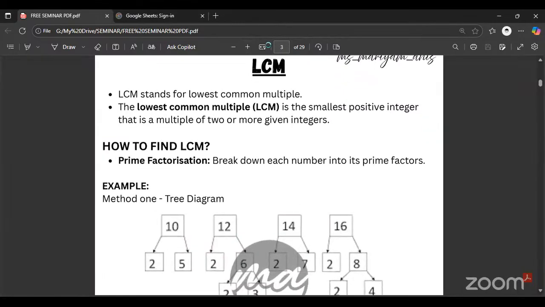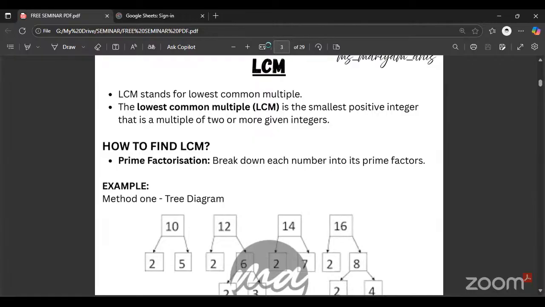LCM stands for the lowest common multiple. Most of you would have heard it as lowest common multiple or least common multiple. Either lowest or least is the same thing. The lowest common multiple, LCM, is the smallest positive integer that is a multiple of two or more given integers. To find the LCM, you will be given two or more numbers. You can't have one number and be told to find the LCM. It will be given two integers, or three, or four.